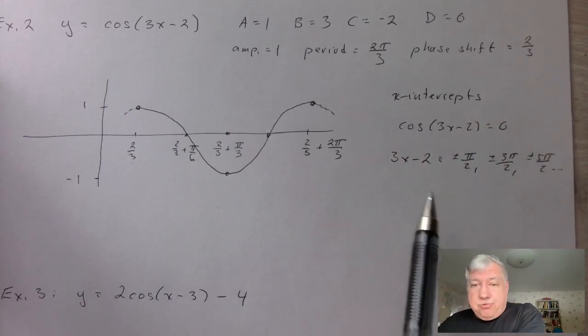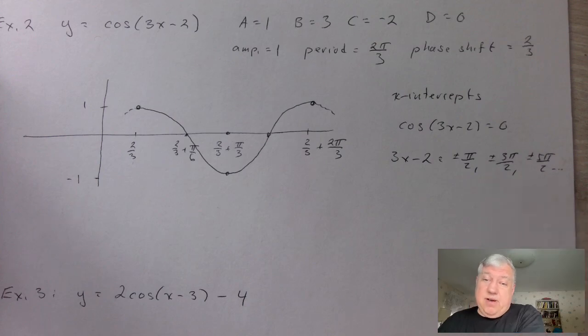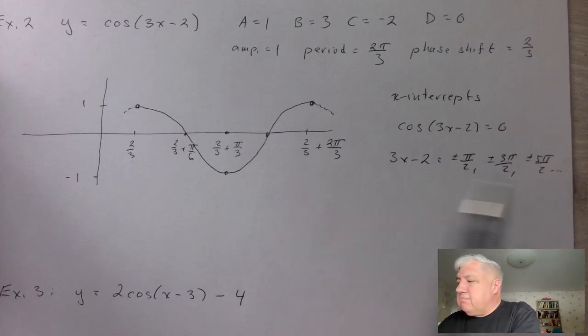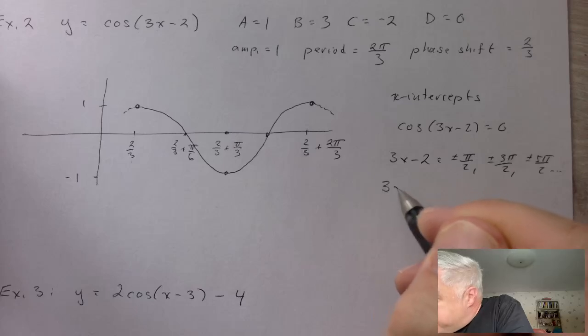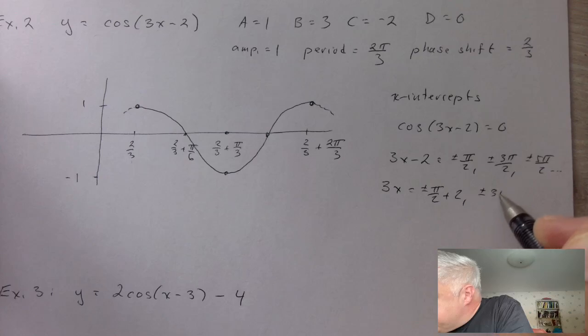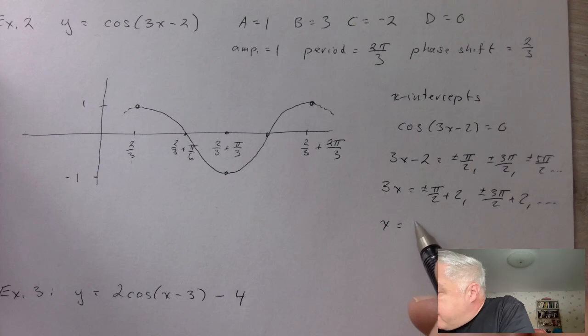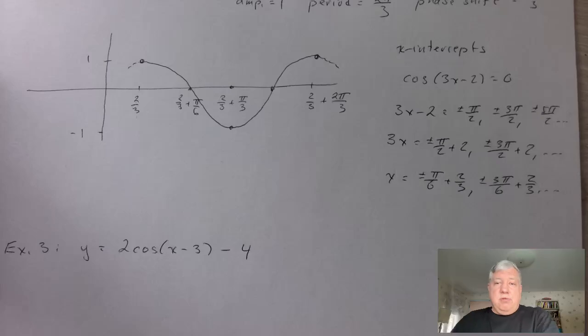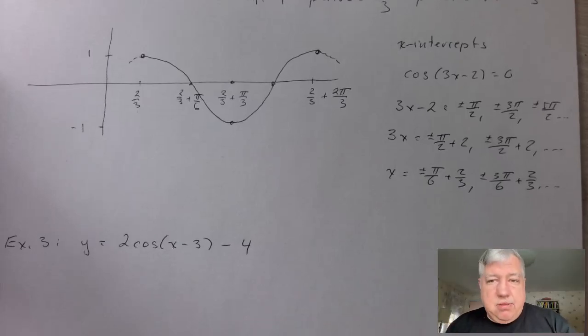So you would have to add 2 to all of these, and then divide by 3. Okay, so you can do that, but maybe I'll just do it this one time. So this would be plus, and then divide by 3, and that would be plus or minus pi over 6, plus 2/3, plus or minus 3 pi over 6, plus 2/3, and so on. Okay, so not exactly nice numbers, but you can do that.